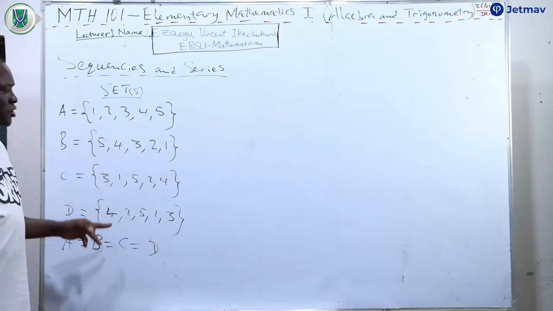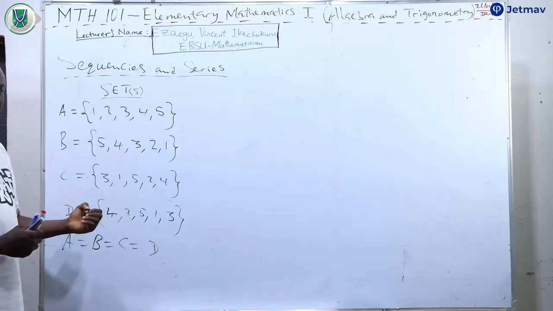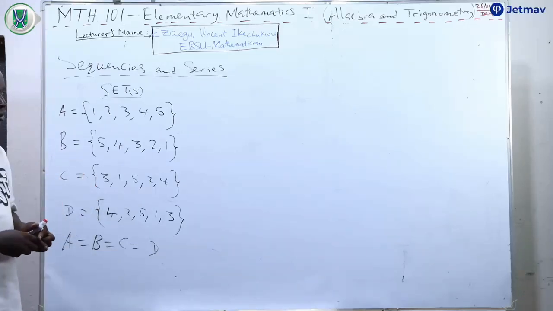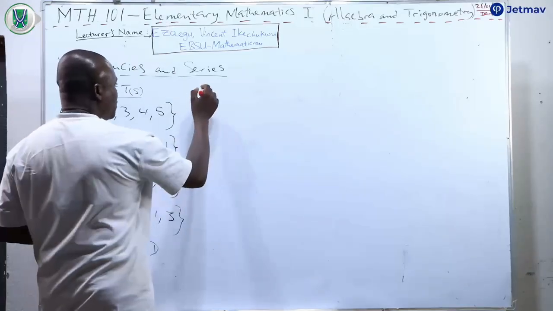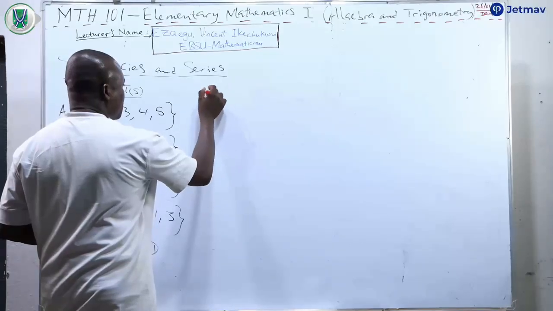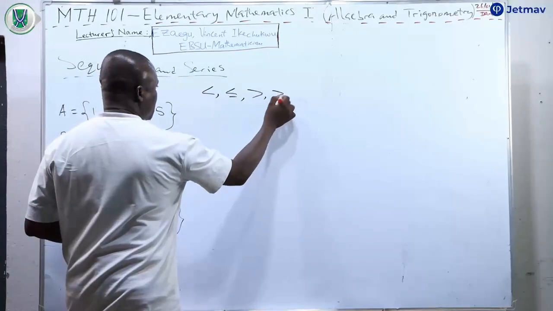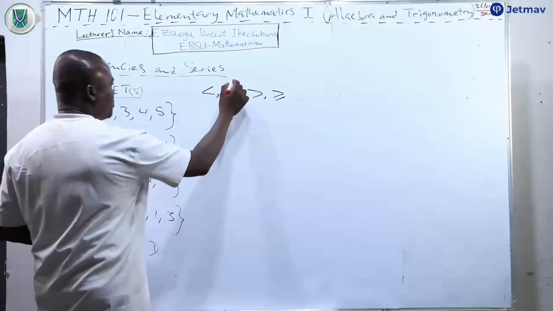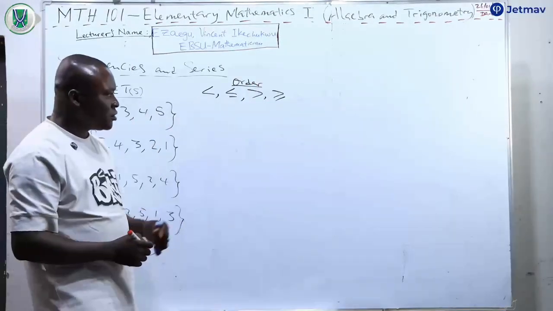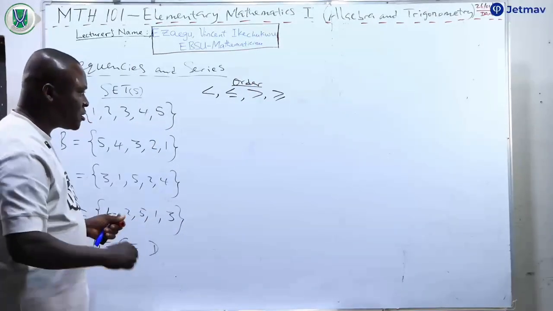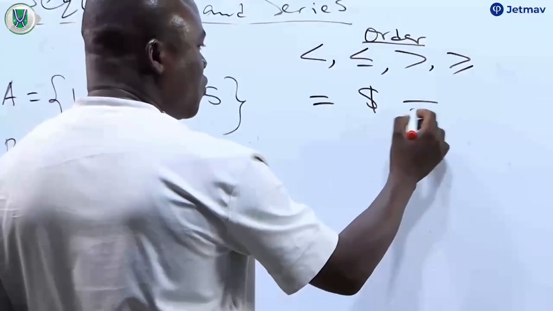Now, based on these concepts, I want to make a little bit of digression from this, then I'll come back to this. And what is the digression? The digression is this. Order. This order is just letting you know the difference between equality and inequality.